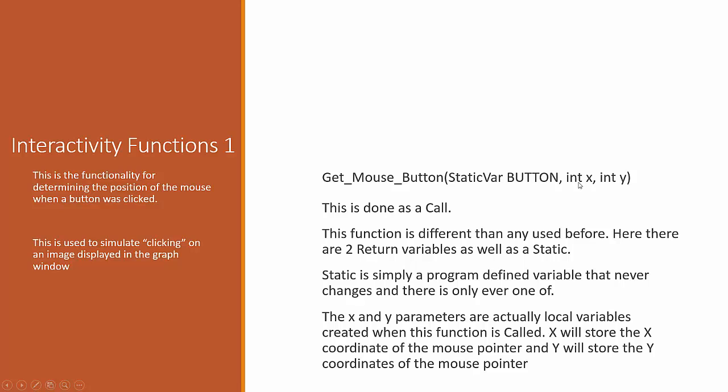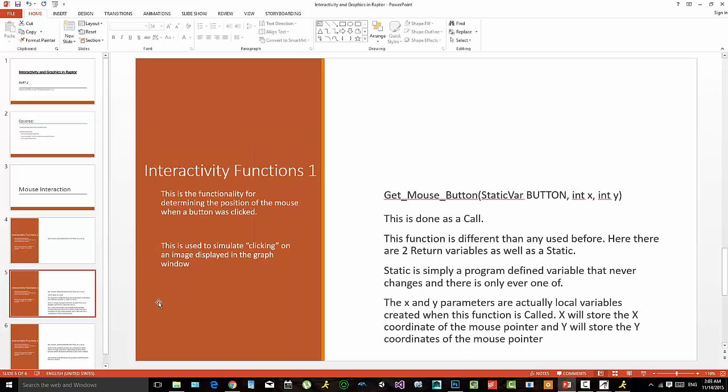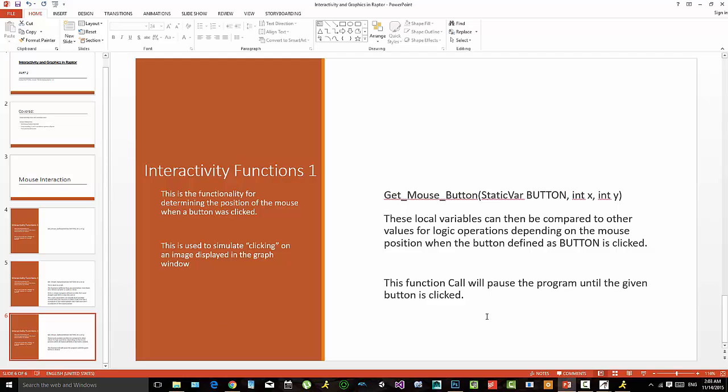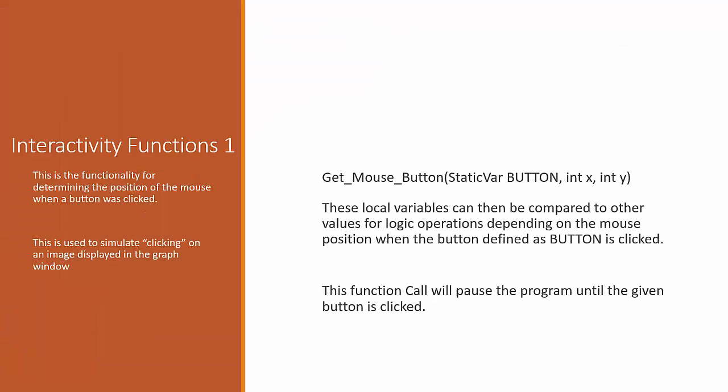So what this means is that when this function is called, this variable x and this variable y will be automatically created, and they can be read to get, whenever the mouse button was clicked, the x position of where it was clicked and the y position of where it was clicked. Okay, alright, so let's take a look. Actually, let's go and look at the final slide.